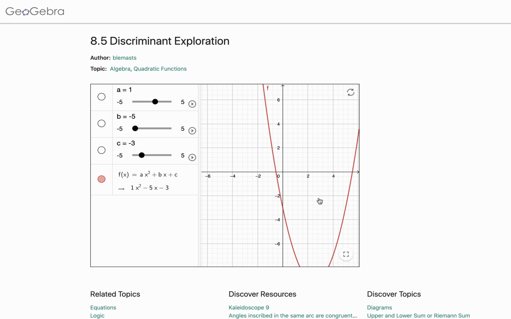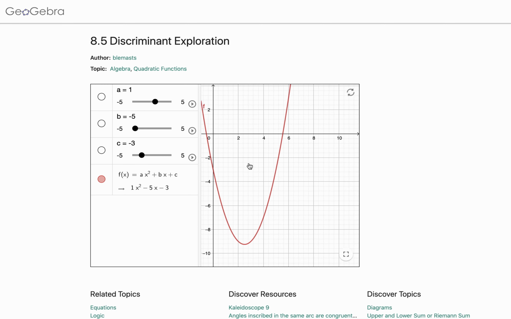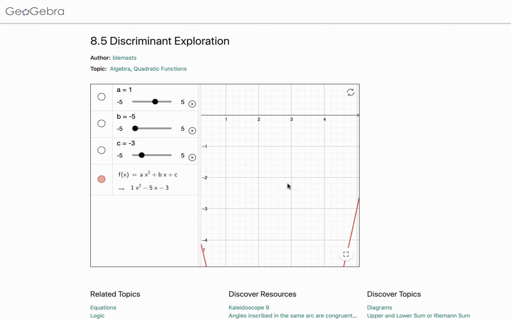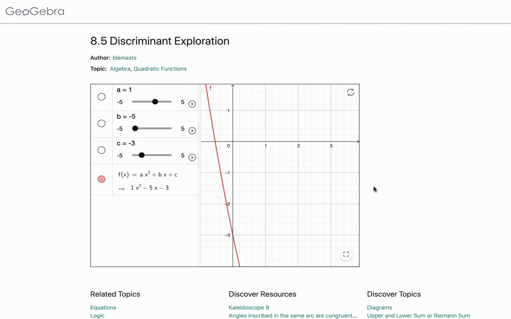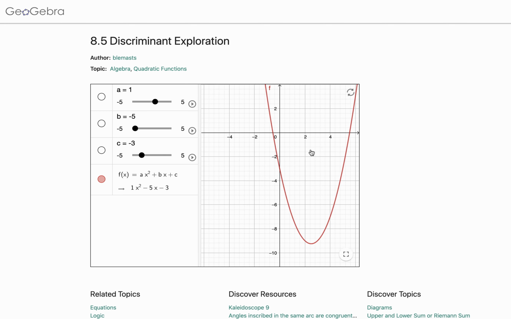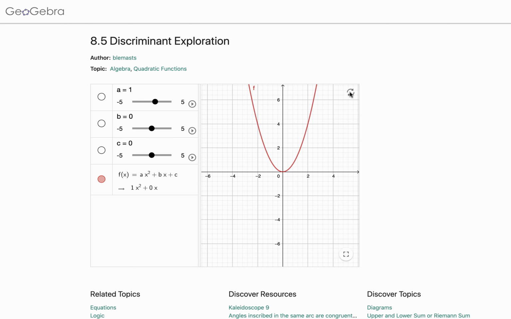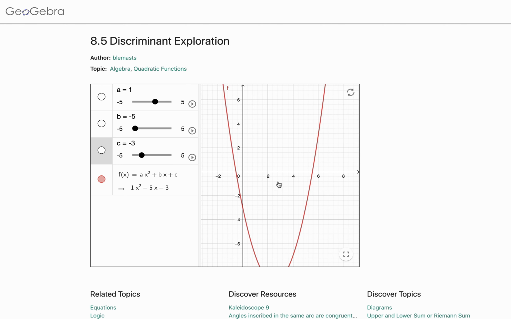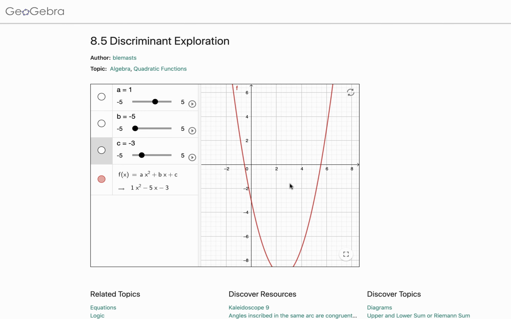If you have trouble with the graph at all, you can click on it and slide it around. You can zoom in. So if you're having trouble seeing if it's touching once or twice, you can zoom out. You can reset it. But ours was 1, -5, and -3. And as you can see, like right now, it's not even on the screen, so I gotta click and drag it over. So it's completely changeable.